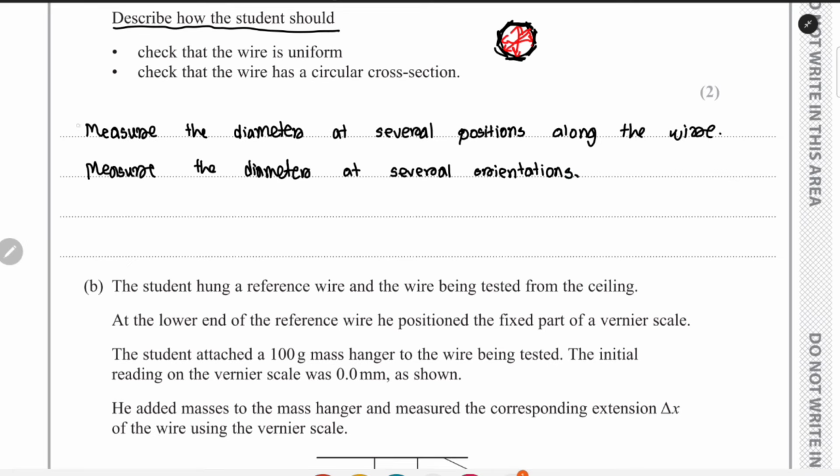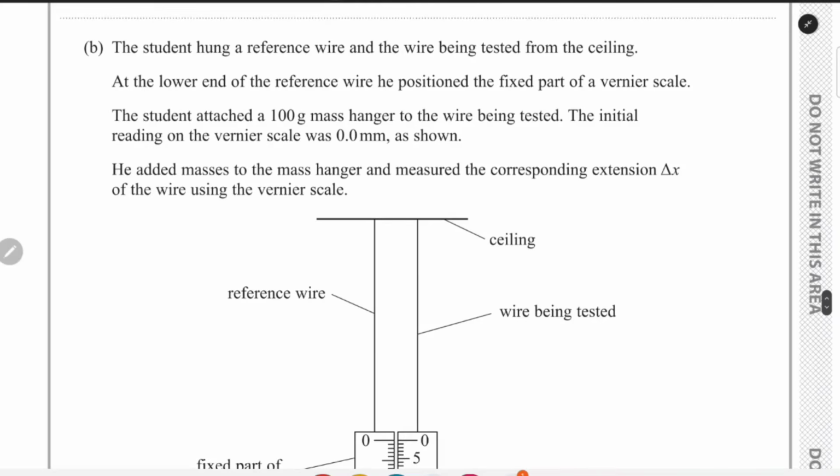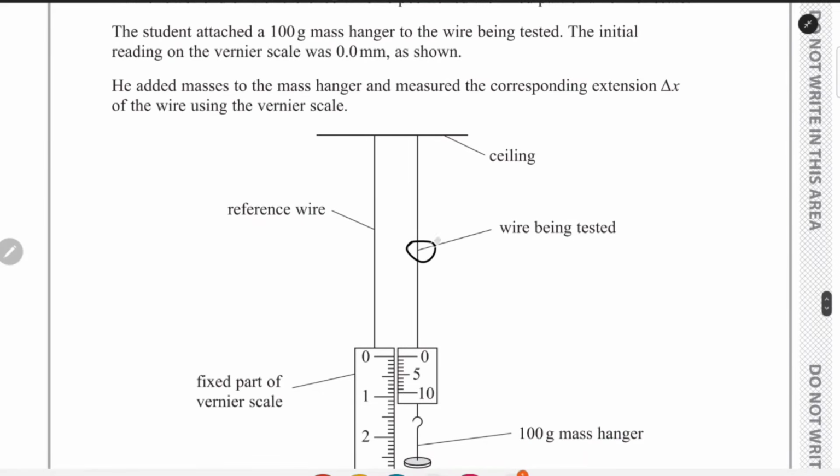So this is to measure, this is to ensure that the wire is uniform, and this point is to ensure that it's circular. Now we are given that the student hung a reference wire and the wire being tested from the ceiling. So this is the wire being tested and this is the reference wire.